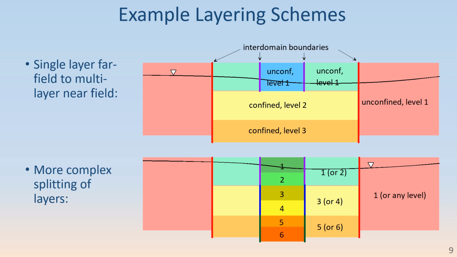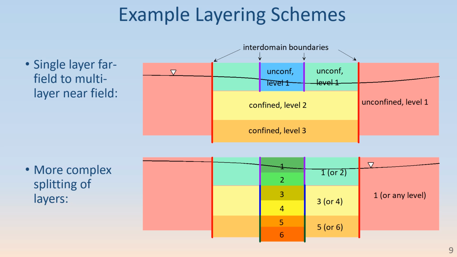Anaqsim's subdomain approach allows layering schemes that were really not possible with other modeling programs. You can have more layers in the area of interest and fewer layers or a single layer in the far field. The far field is often less important to the questions you're trying to answer, and there's often less data available there, so reducing the complexity out there makes sense. And it's smart because you don't spend a lot of computational effort in areas where you don't know much or where it really doesn't matter that much.